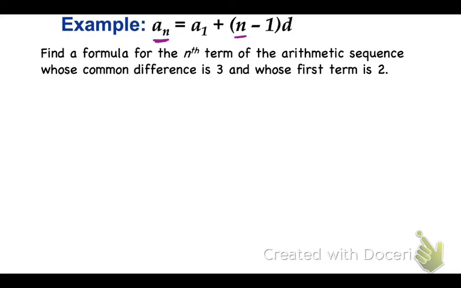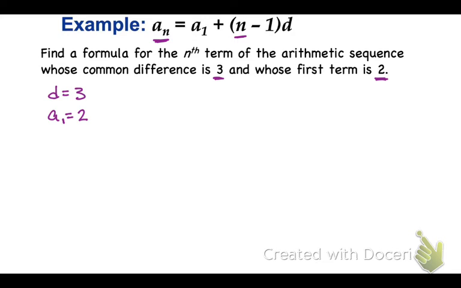So what is 3? What variable is 3? 3 is the d. Yeah, and then so d is 3. What is 2? A sub 1. And you guys need to say a sub. We're getting more advanced in our math. It's a sub.